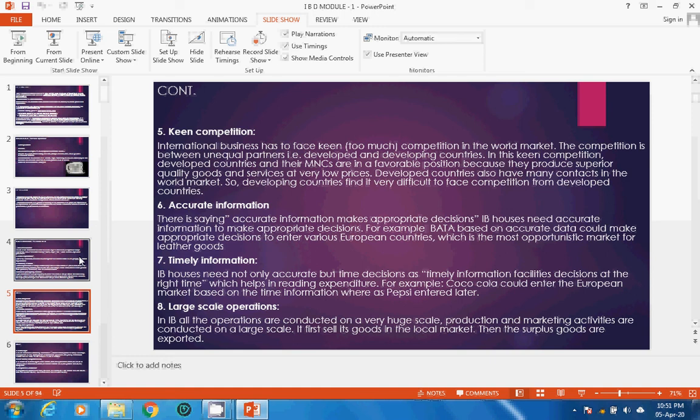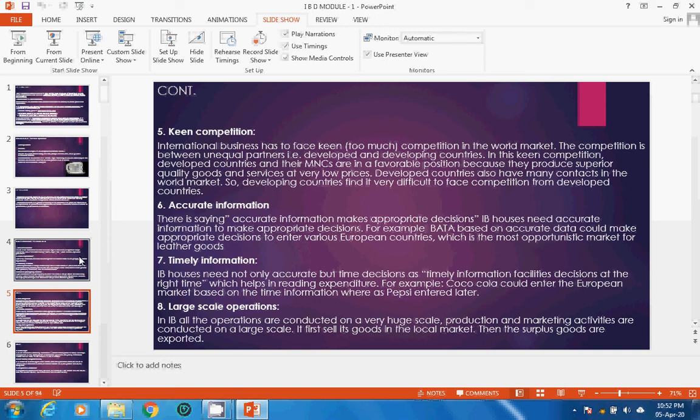Accurate information. There is a saying, accurate information makes appropriate decisions. International business houses need accurate information to make appropriate decisions. For example, accurate data could help make the appropriate decision to enter into the European markets, which is a most opportunistic market, especially for leather goods.